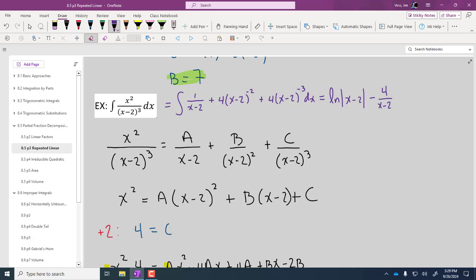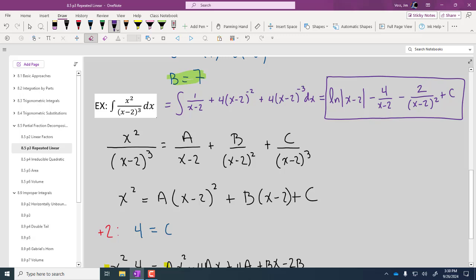Similarly, for the last term, we add 1 to the exponent, getting negative 2. Divide by negative 2, that's going to give us a negative 2. 4 divided by 2 is 2. This is to the negative 2, and usually we like to write it without negative exponents, so we would put it back in the denominator. And that will be our antiderivative.